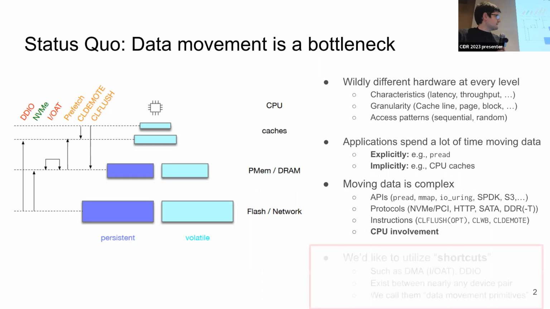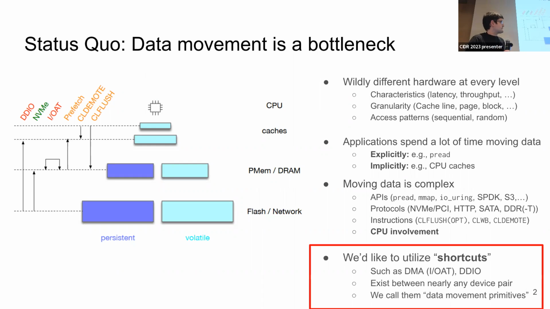Fortunately, there are some shortcuts, and we'd like to utilize those. Here you can see two, for example, like DDIO or IOAT, which can skip layers using DMA. So for example, DDIO can move data directly from the SSD into the L3 cache without the CPU involvement at all. So that's a great shortcut we'd like to utilize. And fortunately, those shortcuts now exist between quite a lot of different device pairs already. So we would like to use them whenever they occur. And we call those shortcuts in the rest of this presentation data movement primitives.